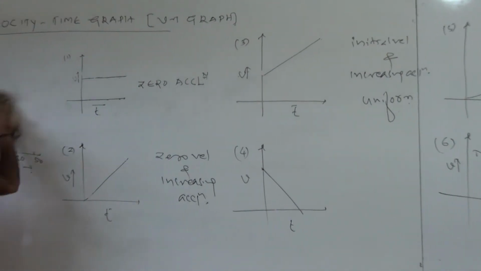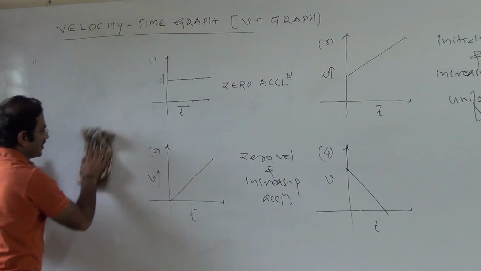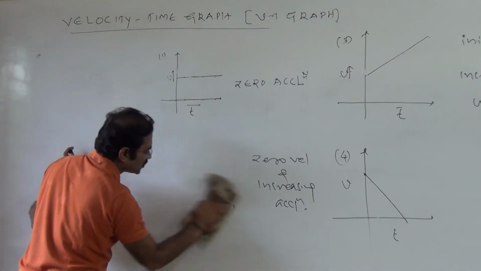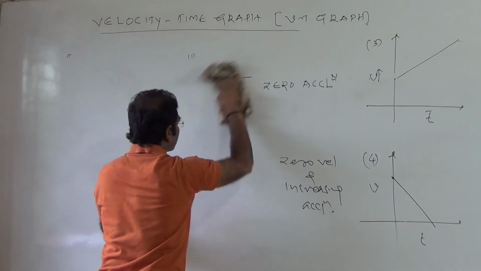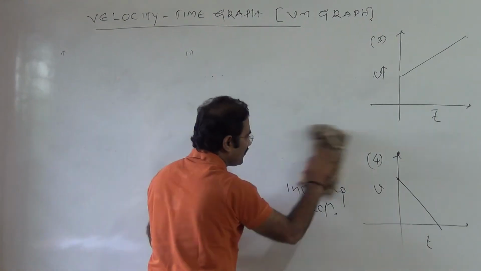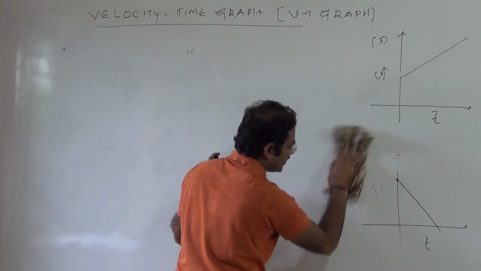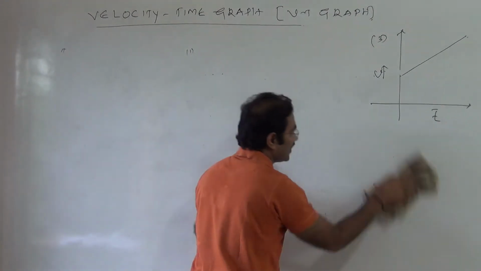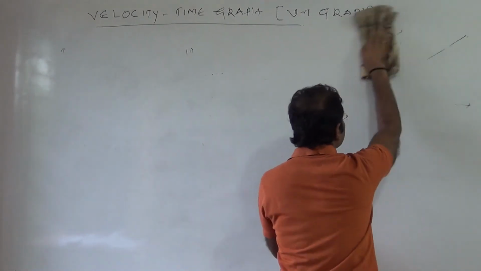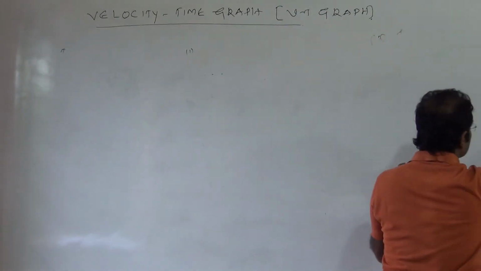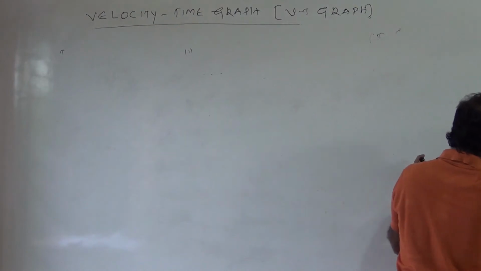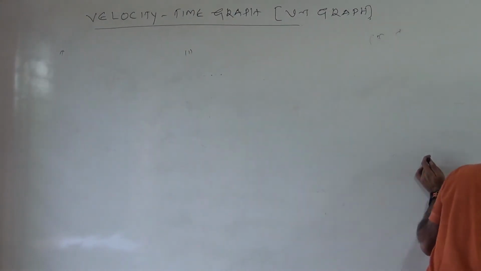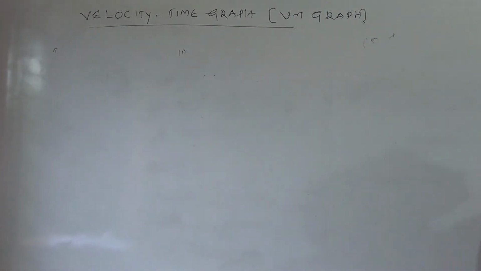The discussion now: what are the uses of the VT graph? This will be your 2 marks question in your examination. And a 5 marks question: derive the equations using the VT graph. Today we will consider both of them. So that is the examination corner. This part is very important. And on Monday you have the examination.